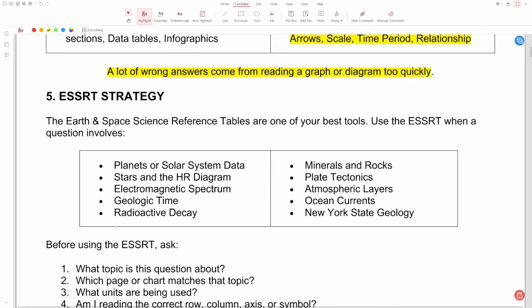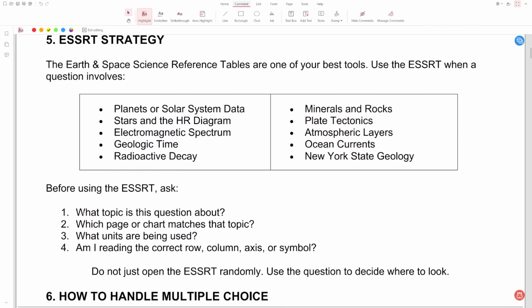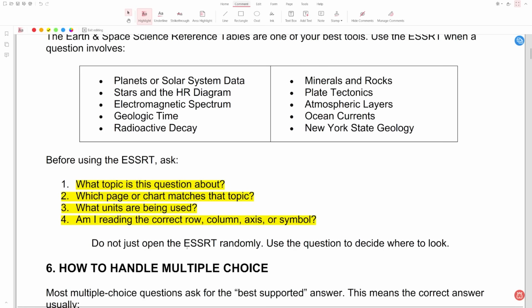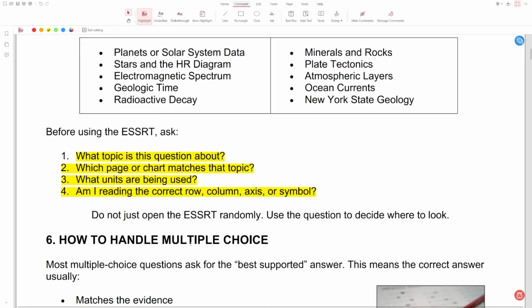Before using the reference table, just ask yourself: what topic is the question about, which page matches that topic, what units are being used, am I reading the correct row, things like that. Don't open the reference table randomly. You should be able to just say, oh, this question's on plate tectonics, I should know exactly where that is. That's the mindset you need.